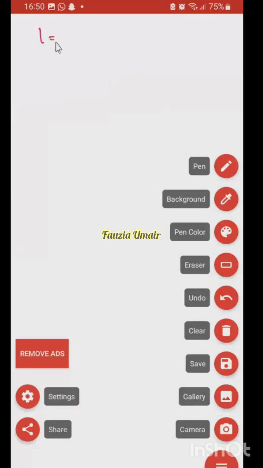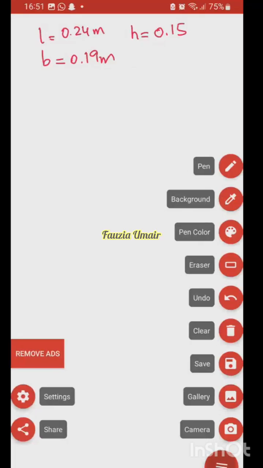Length, breadth and height. So let me write it down. Length is 0.24 meters, breadth 0.19 meters, and height is 0.15. Okay, so this is the situation. So now we need to find out the more. अब देखिए, if we need to change the shape of a 3D shape, हमने cuboid से cube बनानी है. So are we talking about surface area or are we talking about volume? What do you say?